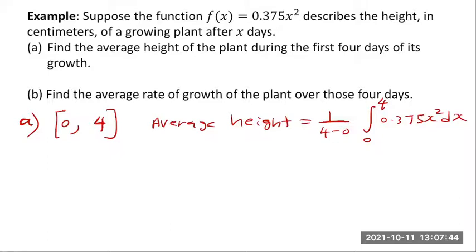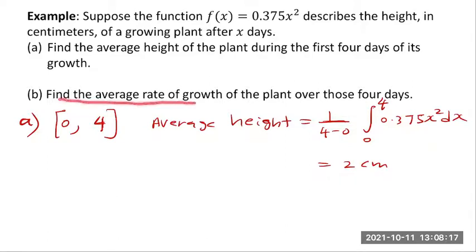Of course, this is the height function. To find the average value of this function, you integrate the height function on that interval and multiply it by 1 over 4 minus 0. Now, if you calculate this definite integral, you will get 2 centimeters. You can, of course, calculate this definite integral using the previous techniques that we did. All right, let's move on to the next part.